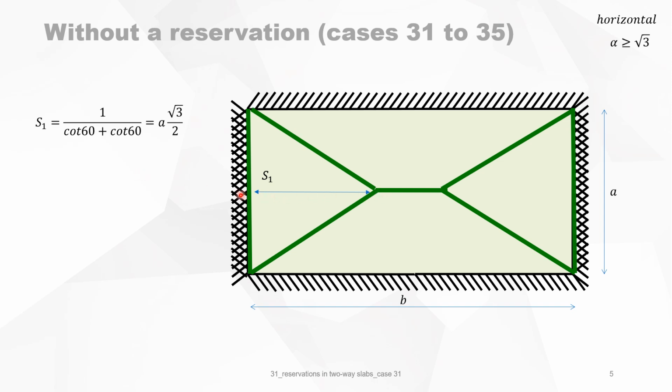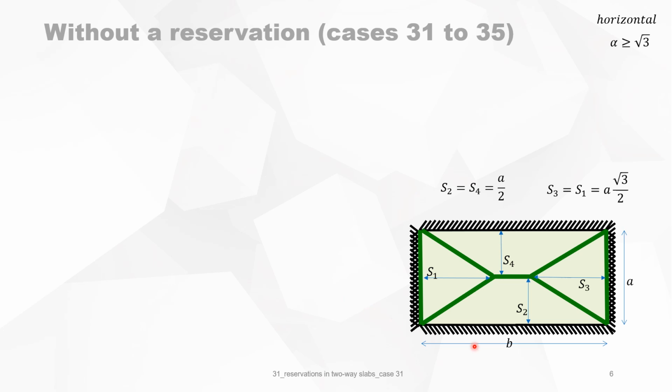Geometric characteristics, this is S1. And S1, you can calculate it with the cotangent rule of a triangle. It means that S1 equals A over square root of 2. S3 is of course the same, A over square root of 2. S2 is half of A, and S4 is also half of A. So we have the geometric characteristics in the horizontal case.